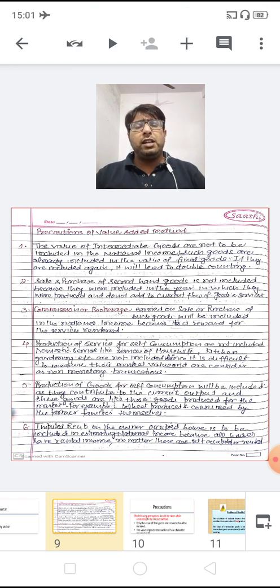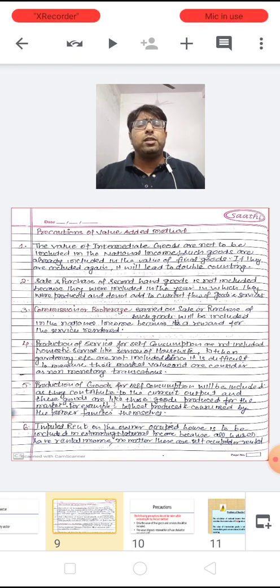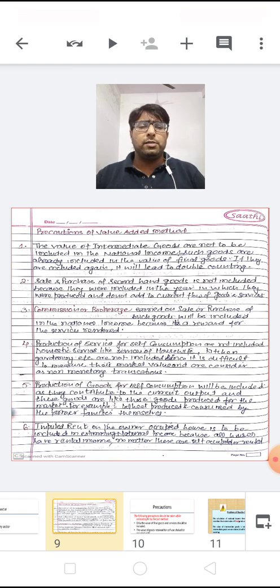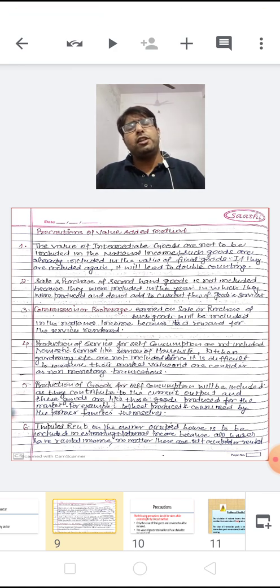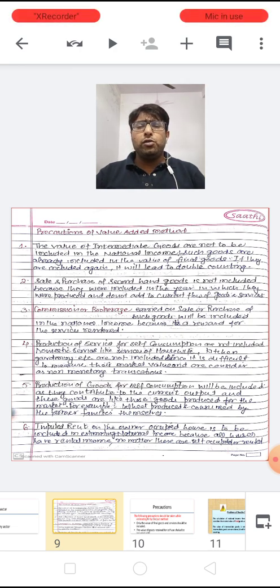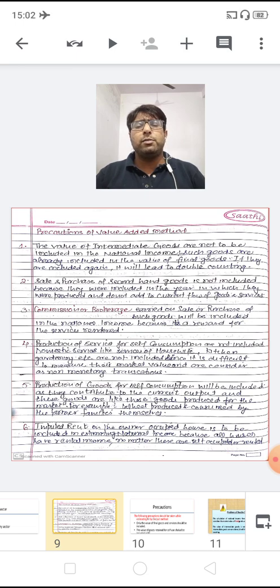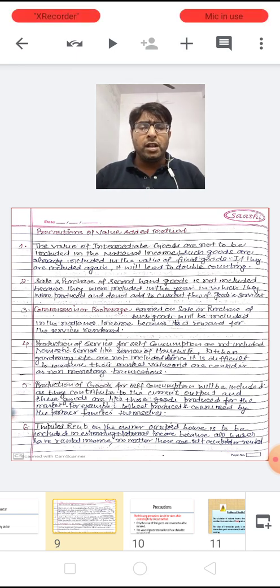Like if any second hand machinery is being sold or purchased by any firm, that value is not included in estimating the national income, because it is already included in the year when it was produced. If we add the same value here also, then it again becomes the problem of double counting.